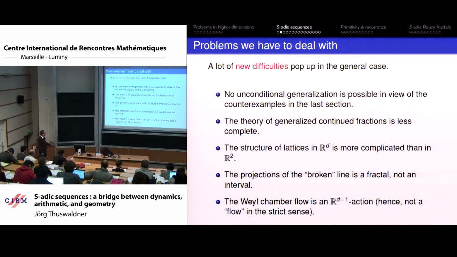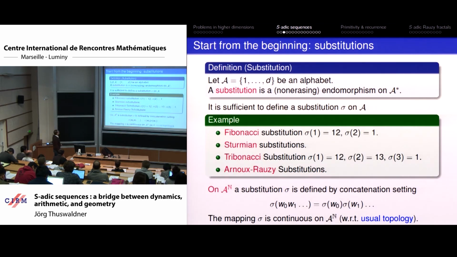And I also mentioned that the projections of these broken lines that we will cook up are no longer intervals, they are fractals, and we need to tame these fractals in a way that we can play our game there, can do our dynamics there. And about the Rauzy chamber flow, I already talked. So let's start at the very beginning.